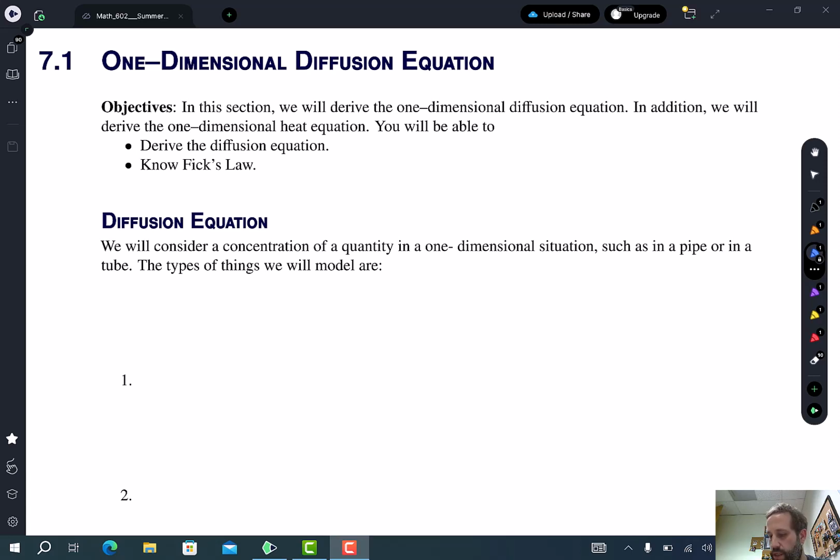Okay, so we are going to be looking at the one-dimensional diffusion equation. The setup is we have a tube with a concentration of smoke in it, and we want to see what happens as time goes on. It could be heat in a rod or things like that.